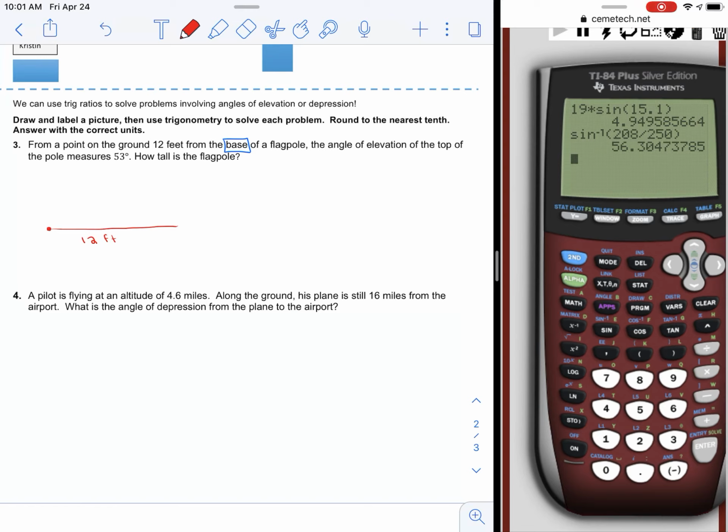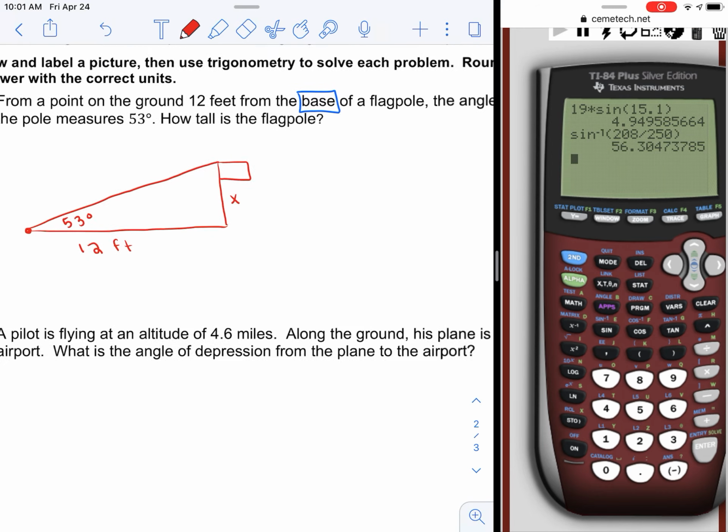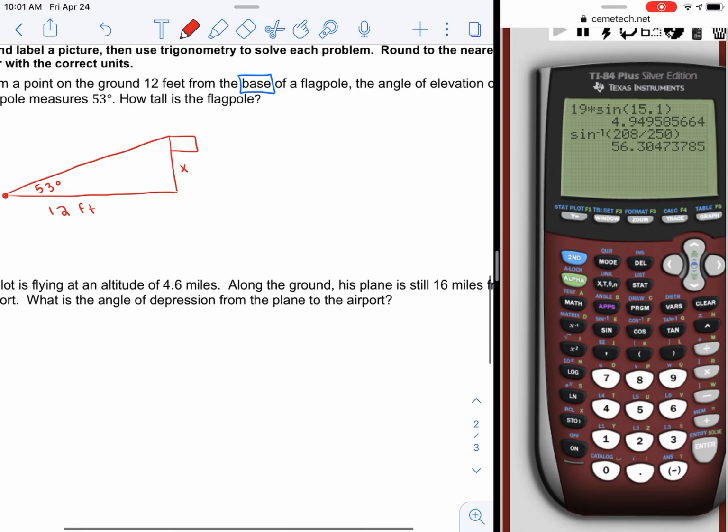Now it's saying the angle of elevation to the top of the pole. So let's create this pole, and I think they said this is a flagpole, so we can kind of draw on a flag there. To the top of this flagpole is 53 degrees. And we want to find out how tall is the flagpole. So if you want to pause the video, feel free to do so. But let's see how we are going to set this up.